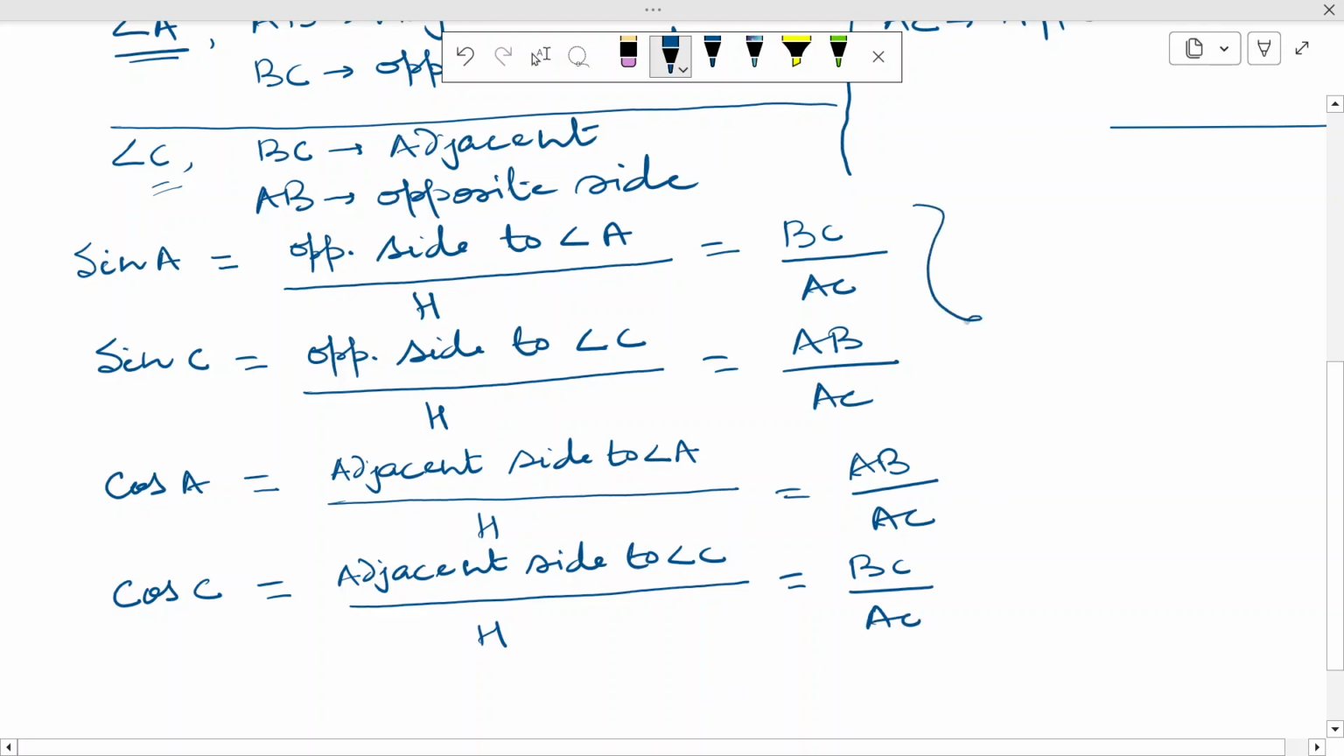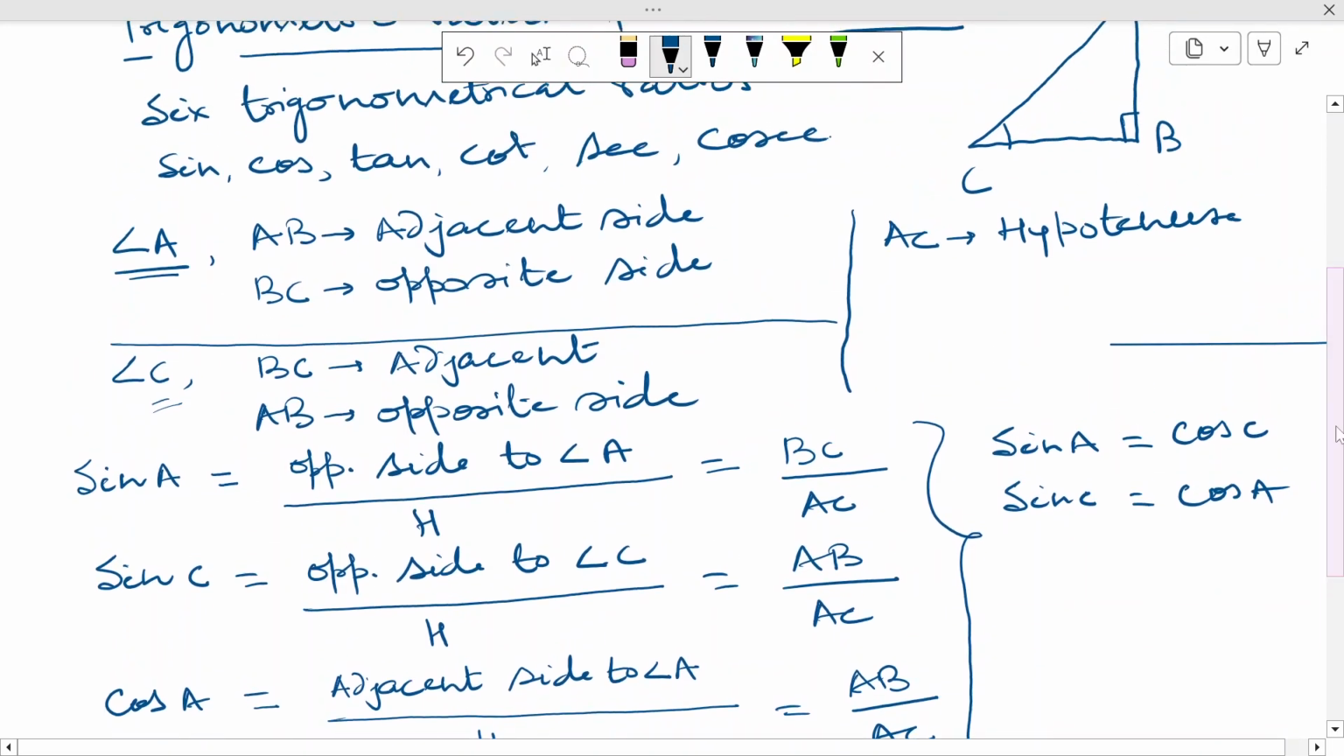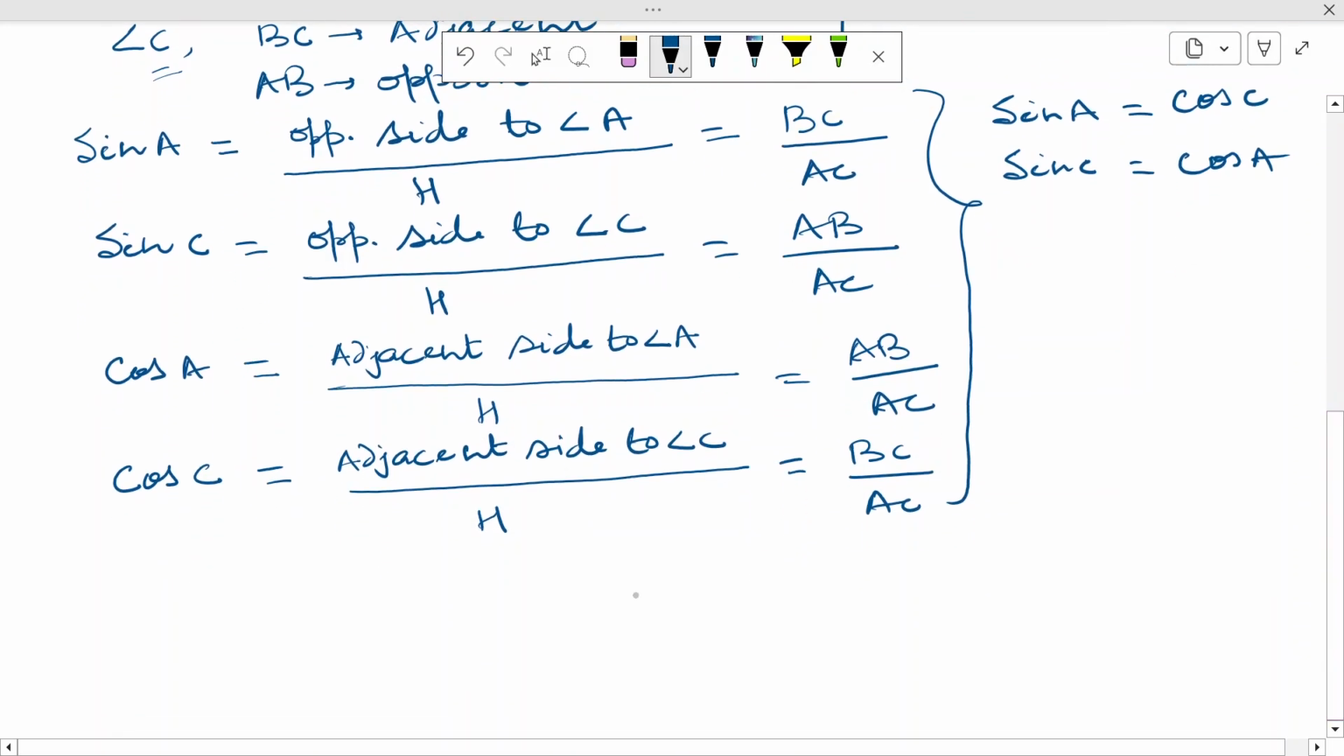So, from here you can clearly see that sine of angle A will be the same as cos of angle C, and the sine of angle C is the same as cos of angle A, because when you consider the angle A and angle C, you can see that the adjacent and opposite sides are reversed. So, that is why sine of angle A will be the same as cos of angle C and sine of angle C will be the same as cos of angle A.